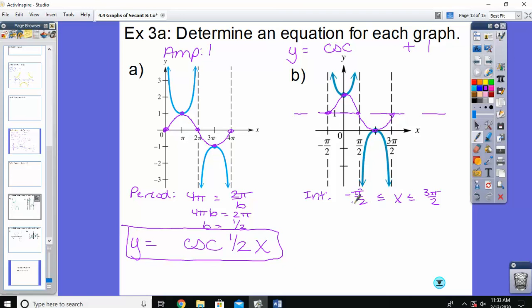So if I want this to be a 0, what would we do to everything? Add pi over 2. X plus pi over 2. 3 pi over 2 plus pi over 2 is 2 pi. So is that what we wanted? Yeah. So this is just the cosecant of x plus pi over 2. With a plus 1, you could also have 1 plus cosecant of x plus pi over 2.